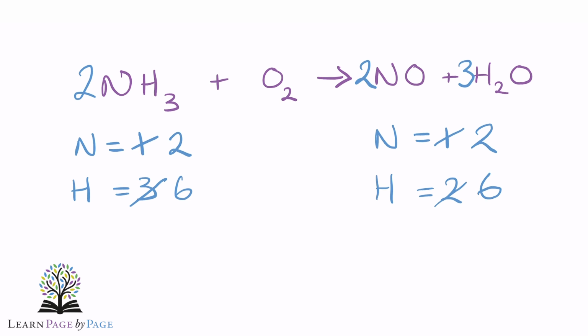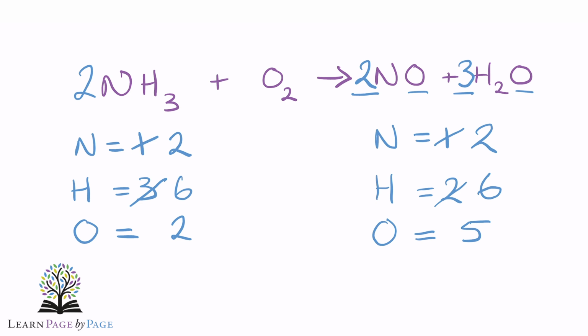Lastly, we do the oxygens, and wait for this because this mucks everything up. What have we got? Well, we've got 2 oxygens here. We're going to come over here, and what have we got? Well, we have 3 times 1, that's 3 oxygens, and then 2 times 1, that's going to give us 5. And so the lowest common multiple of 2 and 5 is actually 10. And that's what we've got to do. We've got to make 10 oxygens.